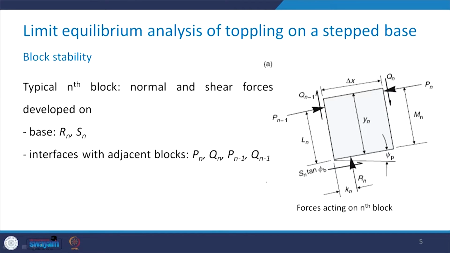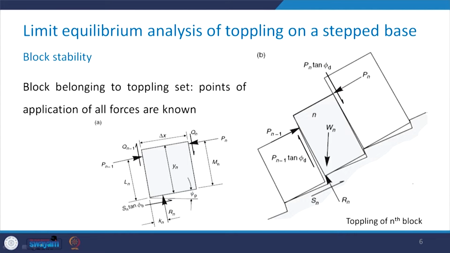Now let us consider a typical nth block. So the normal and the shear forces that are developed on the base, I mentioned to you that these are Rn and Sn, and at the interfaces with the adjacent blocks, like has been shown here, normal forces are Pn and Pn minus 1, and the shear forces are Qn and Qn minus 1. So these are the typical forces which are acting on the nth block.